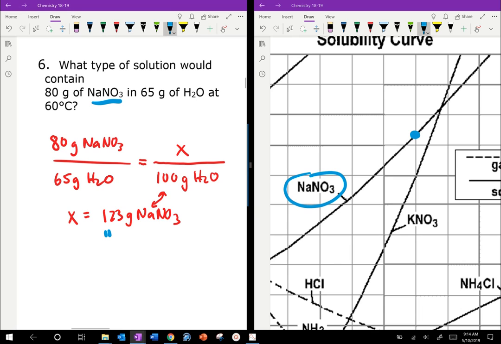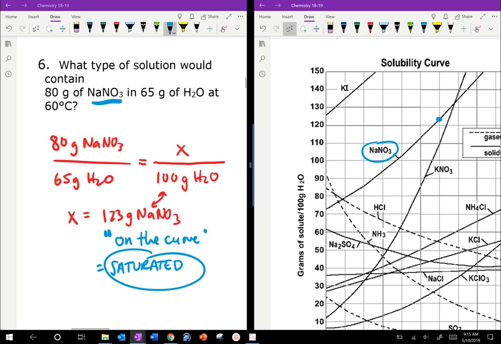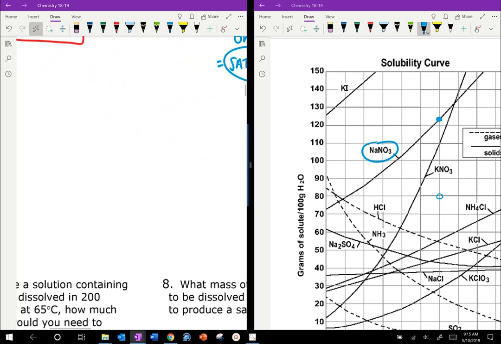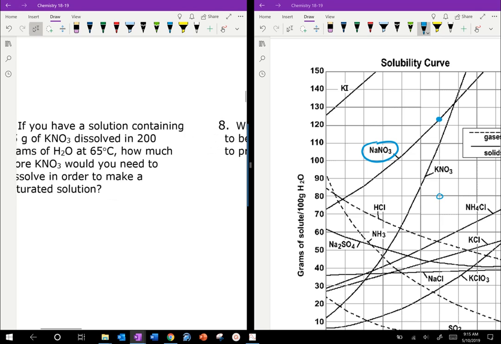So on the curve means we've got a saturated solution. On the curve means the maximum amount has been dissolved. Saturated. If we hadn't done our math in advance and figured out that this was equivalent to 123 grams, we'd have been over here on the solubility curve at 80, and that would have put us way down here somewhere and well under the curve. You have to adjust for the recipe that you're looking at, for the scenario that you're given, before you can go to that solubility curve and use it. You have to make sure you're talking about 100 grams of water.